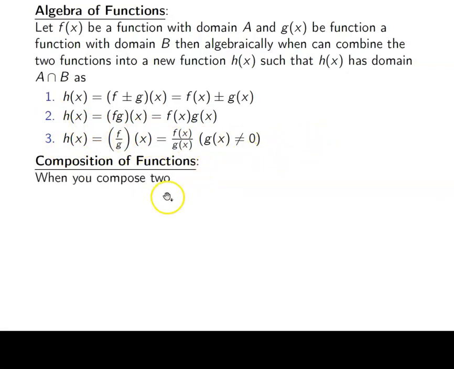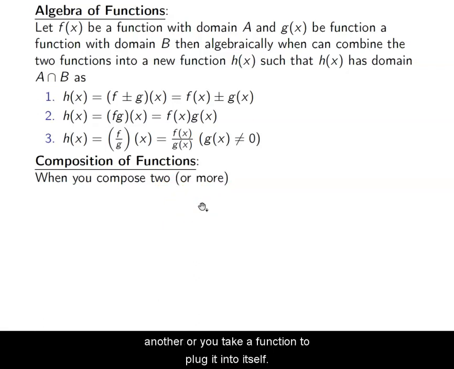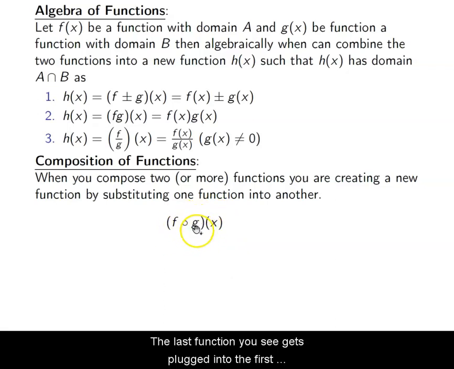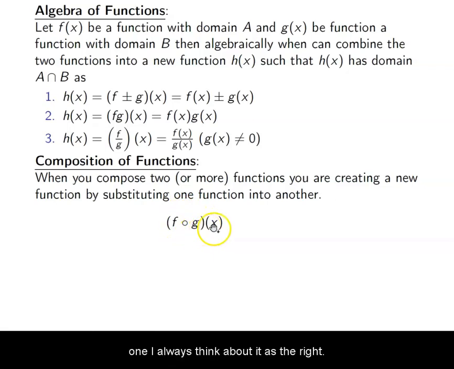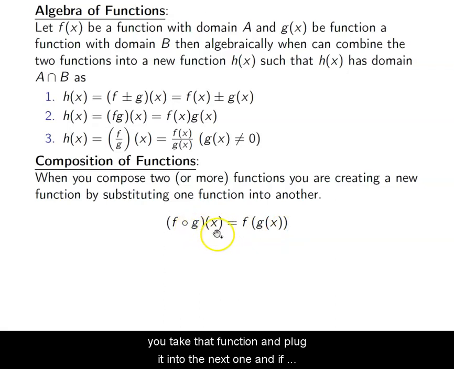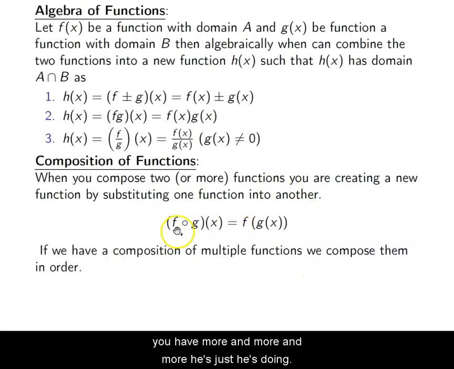Composition of functions is when you take one function and you plug it into another. Or you take a function and plug it into itself, right? So the notation is f of g. The last function you see gets plugged into the first one. I always think about it as the function that's closest to x is what you start with. And that goes into the next function, right? So you're kind of looking at it as the one closest to x is first. And you take that function and you plug it into the next one. And if you have more and more and more, you just keep doing that, okay?